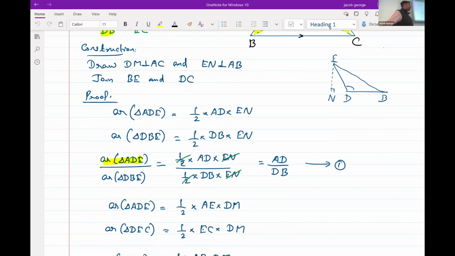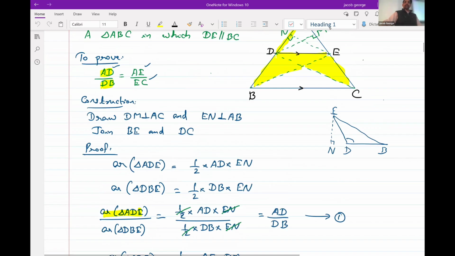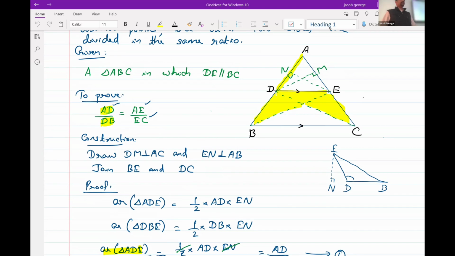We get area of triangle ADE by area of triangle DBE is AD by DB, equation number 1. Clear? Then second, we have to take the same triangle again. ADE is the same triangle, but what is the base in the second round in triangle ADE? A is the base, and height is DM.